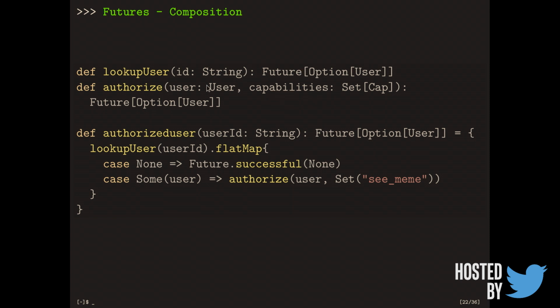We also have another method that, for a given user and a set of capabilities, can authorize it. Say, does this user have the authorization or not? What we return, though, is an option of user, because if we do not have the authorization, we don't want to reveal that. We want it to be transparent to anyone who calls us whether the user exists or not, so they can't get any information out of it. If we want to combine these two methods, to authorize a user by ID, we now run into something complex like this.